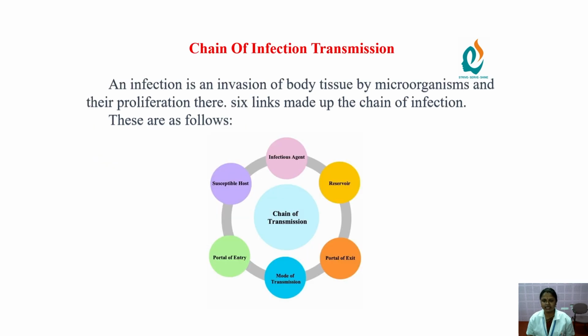So, moving on to the chain of infection. An infection is the invasion of a body tissue by microorganisms and their proliferation there. The chain of infection is made up of 6 links. These are as follows. First is the infectious agent, then the reservoir, portal of exit, mode of transmission, portal of entry and the susceptible host.